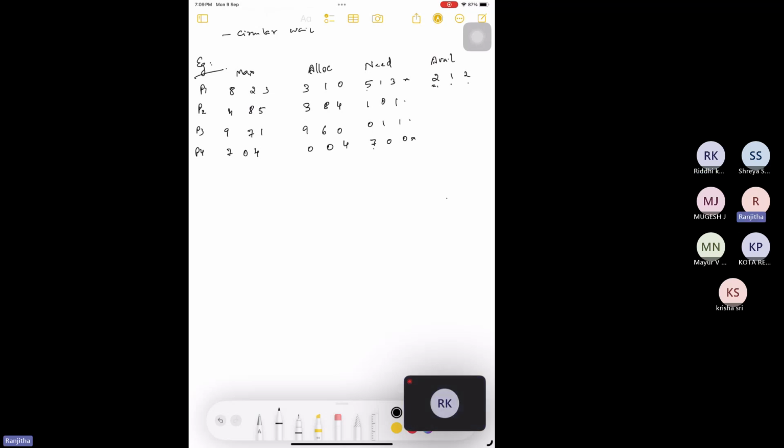Yes, ma'am. Now, if you go for P2, P2 needs 1, 0, and 1. Okay, so we have that. Now, once P2 is executed, how many will come to the list of free resources? If P2 completes execution, it becomes 5, this one 9, and 4 plus 2, 6, correct?